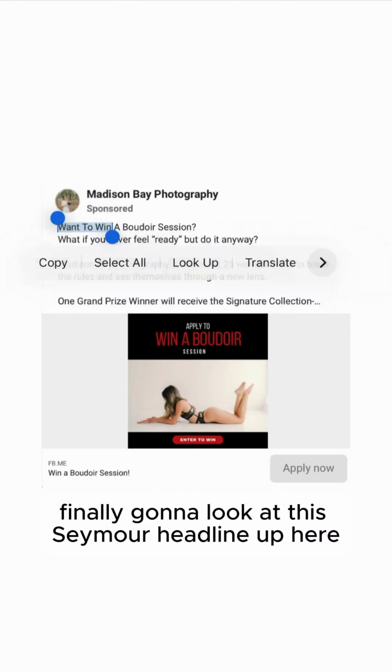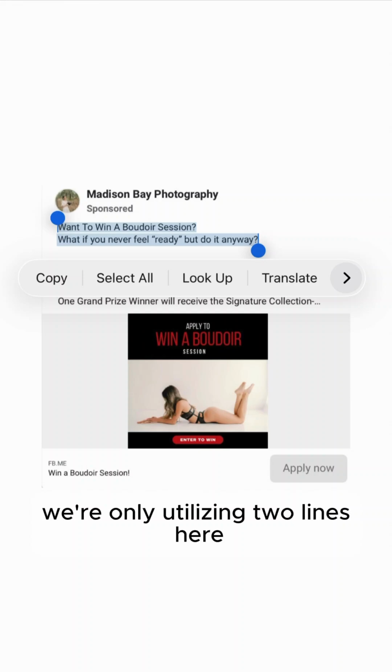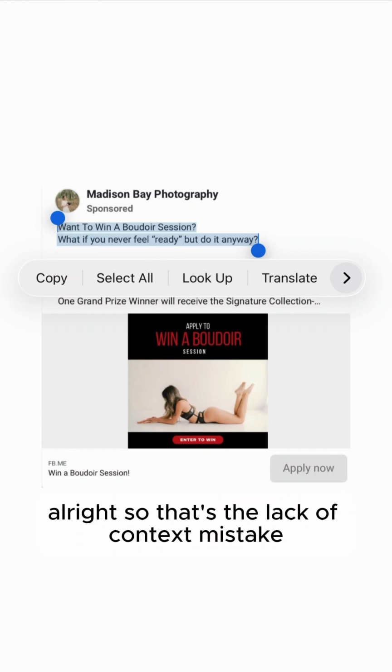Finally, we're going to look at this headline up here. First 2 3/4 lines, Facebook newsfeed mobile. We're only utilizing 2 lines here. "Want to win a Boudoir session? What if you never feel ready but do it anyway?" All right, so that's the lack of context mistake.